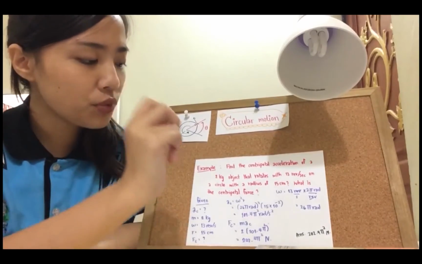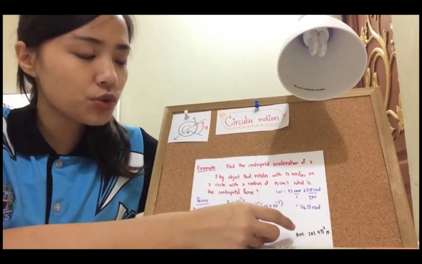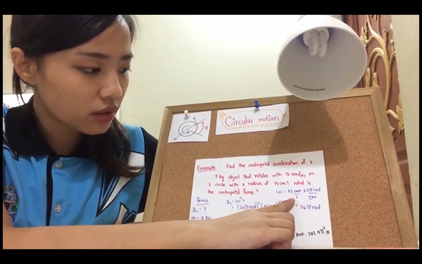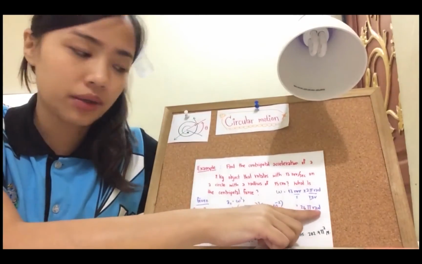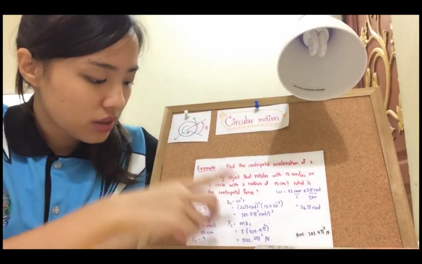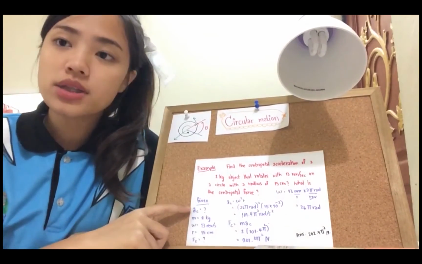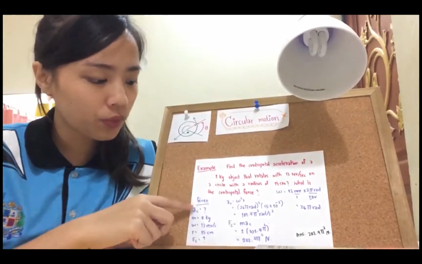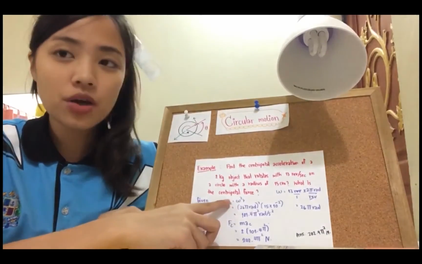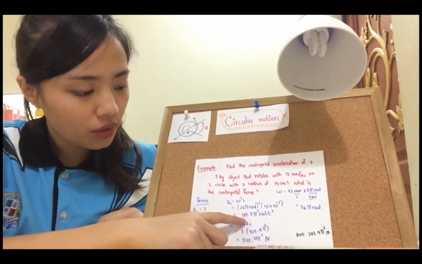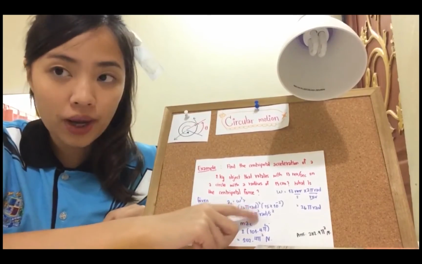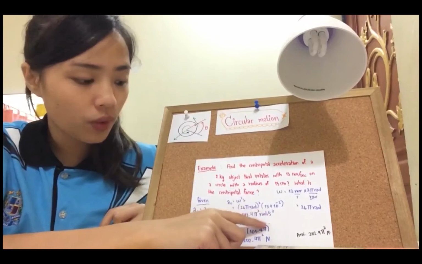So first we have to change revolution to radian. So we just times 2 pi and we got 26 pi radian. And we have to find the centripetal acceleration. So we use this formula. Centripetal acceleration equals omega squared r. And we got 101.4 pi squared radian per second squared.